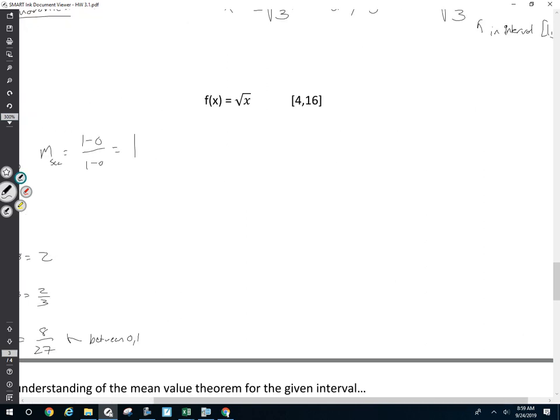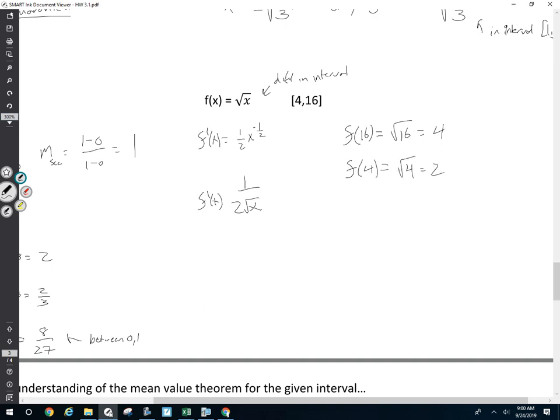Let's see, root x. Not differentiable at 0, but differentiable definitely between 4 and 16. 1/2 x to the negative 1/2, 1/2 root x. We are definitely differentiable in the interval. Why? Because we're continuous in the interval. We have our 2 points. Remember, the square root of 16 is just 4. It's only when we're solving x squared equals 16 that we'll have plus and minus 4. Square root of 4 is just 2.